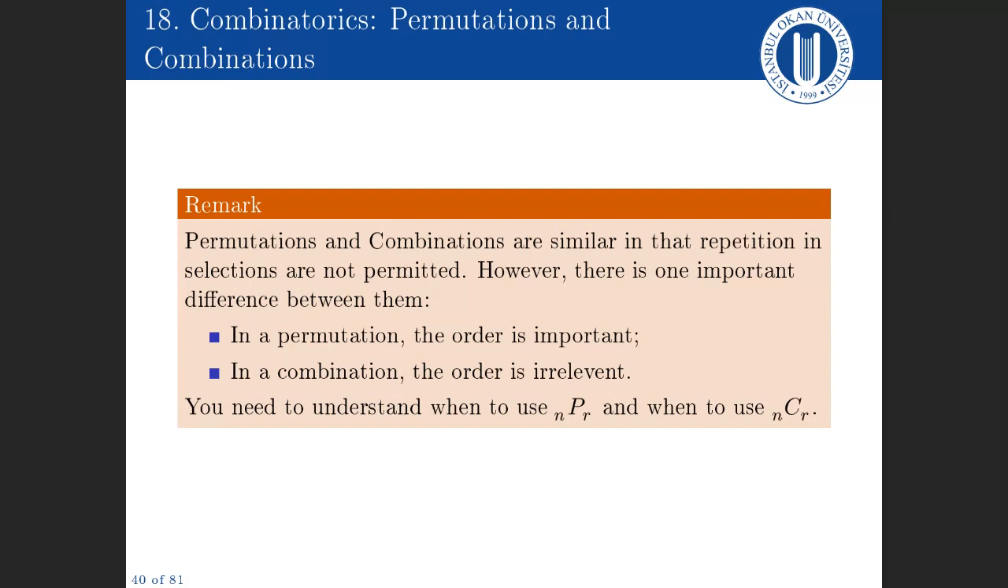Now, permutations and combinations are similar in that repetition of selections is not permitted. However, as I've tried to emphasize, there's one important difference between them. In a permutation, the order is important. In a combination, the order is irrelevant. The key idea from this section is, when do we use nPr and when do we use nCr?